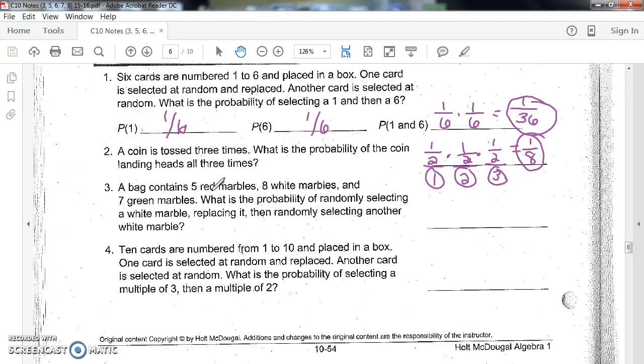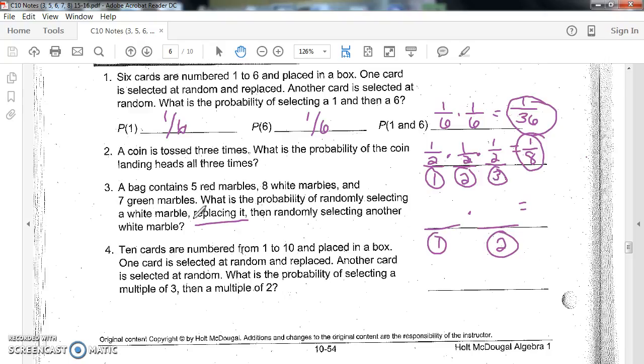Number 3, a bag contains 5 red marbles, 8 white marbles, and 7 green marbles. What is the probability of randomly selecting a white marble, replacing it, then randomly selecting another white marble? The key here is that we've replaced the first marble. We need to kind of structure our answer space a little bit.